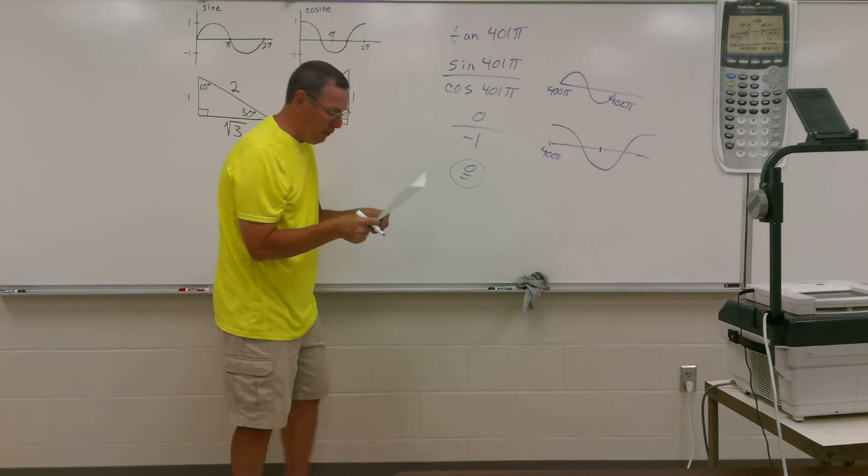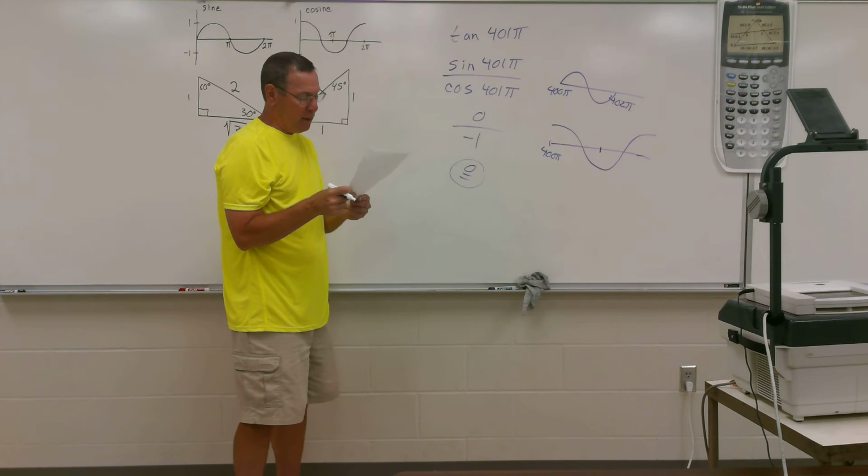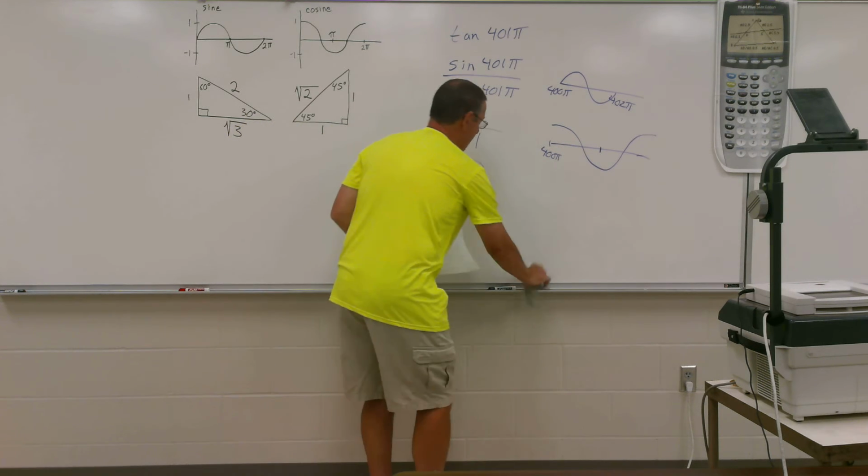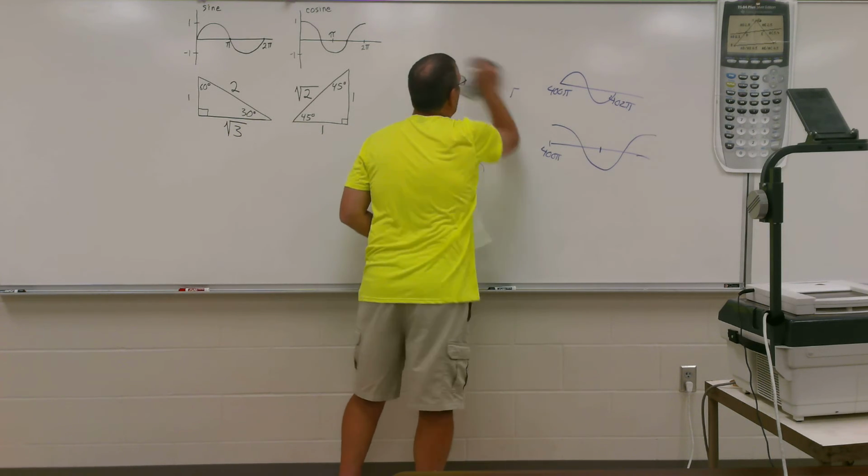I'll do one more, and then you can finish the rest of these yourself. Let's look at cosine of -71 pi over 2.